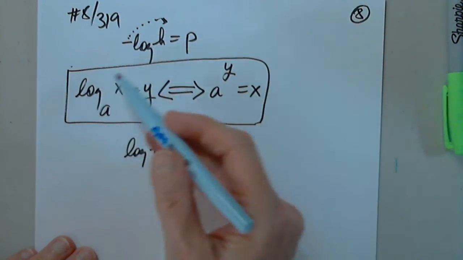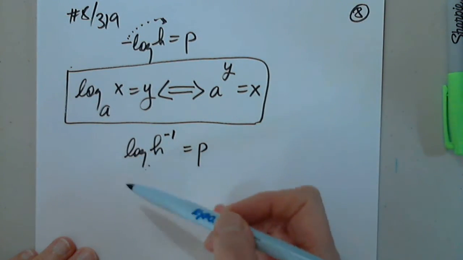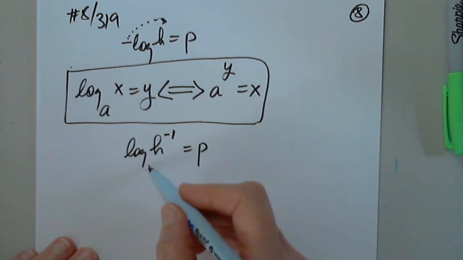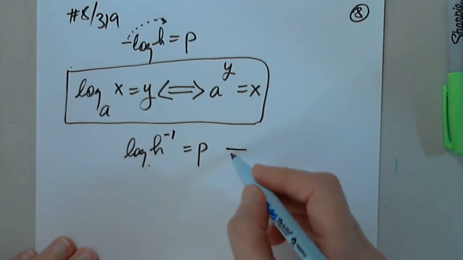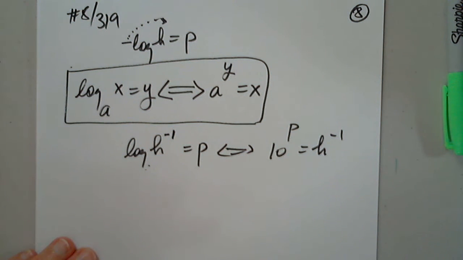And now I can apply this rule. The base is 10. We don't write 10. By convention, we know it's 10. 10 raised to p equals that. 10 raised to p equals h to -1. Write an equivalent expression, exponential equation. So that's the equivalent.